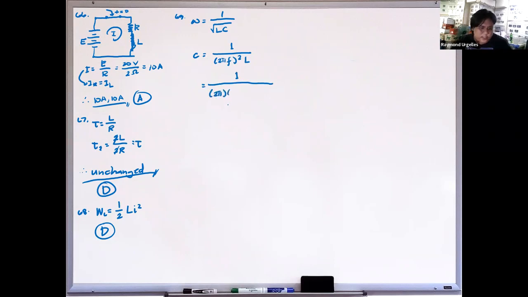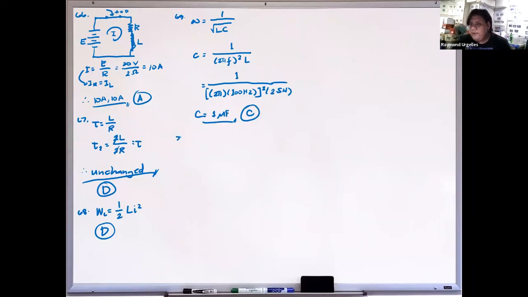From the given, what is the frequency? So again, this is 69. We have 100 Hertz, so this quantity squared, then multiply by the inductance L, which is 2.5 Henry. Okay? When you solve this, you get 1 times 10 to the minus 6 farad, or 1 microfarad. Okay? So this is letter.